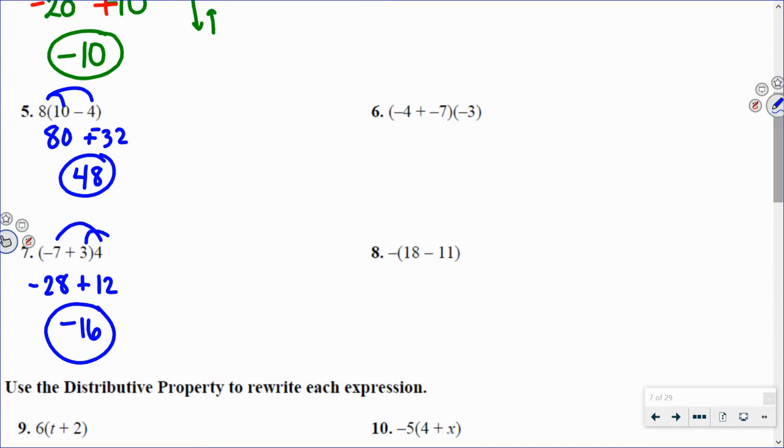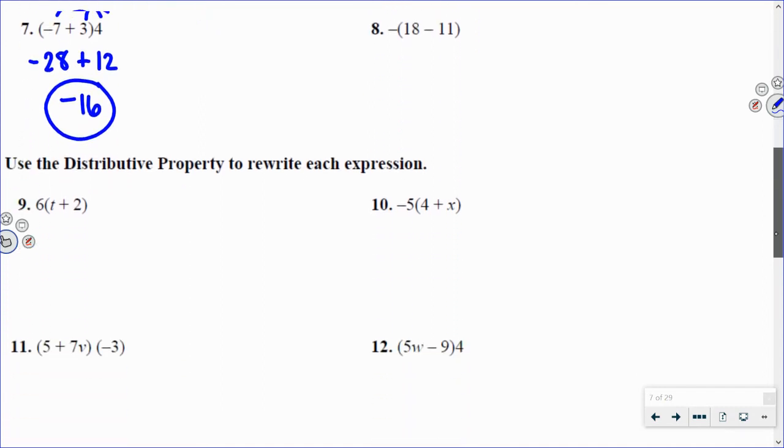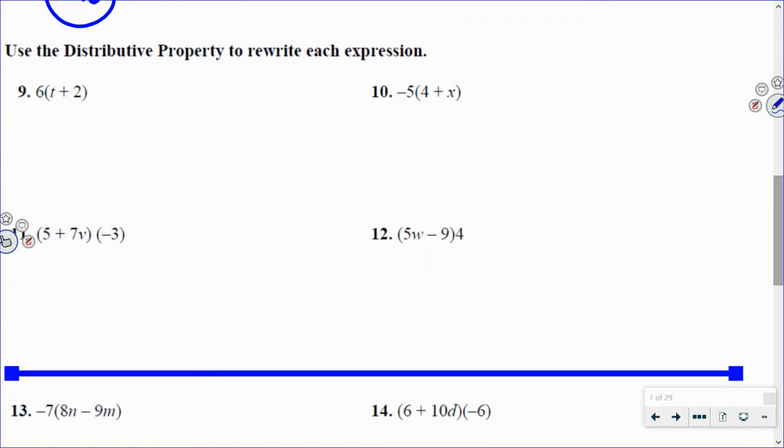Pause and check your answers, check your work, go back and fix and learn from your mistakes. As we continue on, let's again use the distributive property. Notice we're not asking you to draw models. Let's go ahead and rewrite each expression. So I'm going to do this the long way.